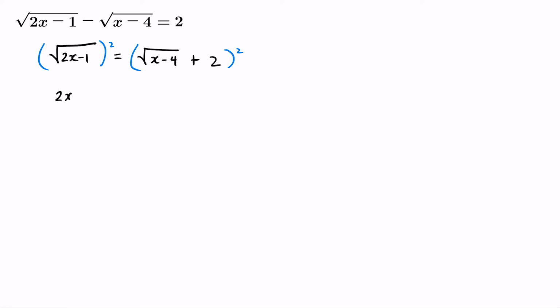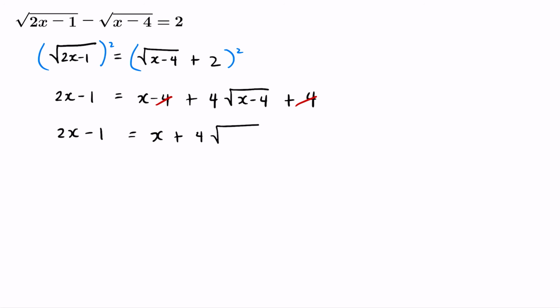We'll get 2x minus 1 equal to, again, the square of a binomial. You square the first term, so you'll get x minus 4, plus 2 times this times this, so we'll get plus 4 square root of x minus 4, and then plus squaring this second term, we'll get plus 4. Let's simplify the right-hand side first. We'll get negative 4 plus 4, so that becomes 0. So we'll get x plus 4 square root of x minus 4.